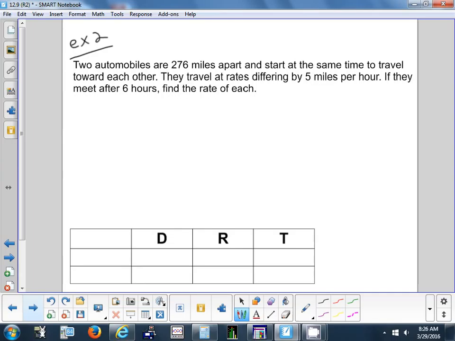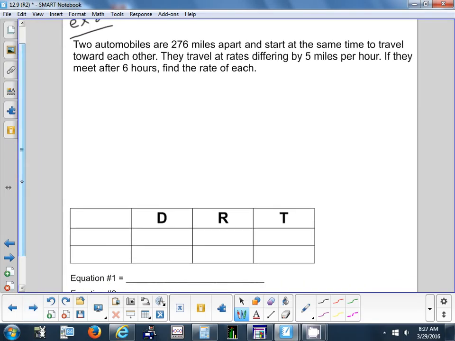All right, example 2, a little bit different. Two automobiles are 276 miles apart, and they're starting at the same time. So there's no head start here. They're each starting at the same time, and they're going to drive towards each other. We know that their speeds are different by 5 miles an hour, and we know they meet after 6 hours. So after 6 hours, the two cars finally meet each other. You wouldn't really use the word catching up. Usually we use catching up when two things are going in the same direction. So these, it's kind of where they meet.